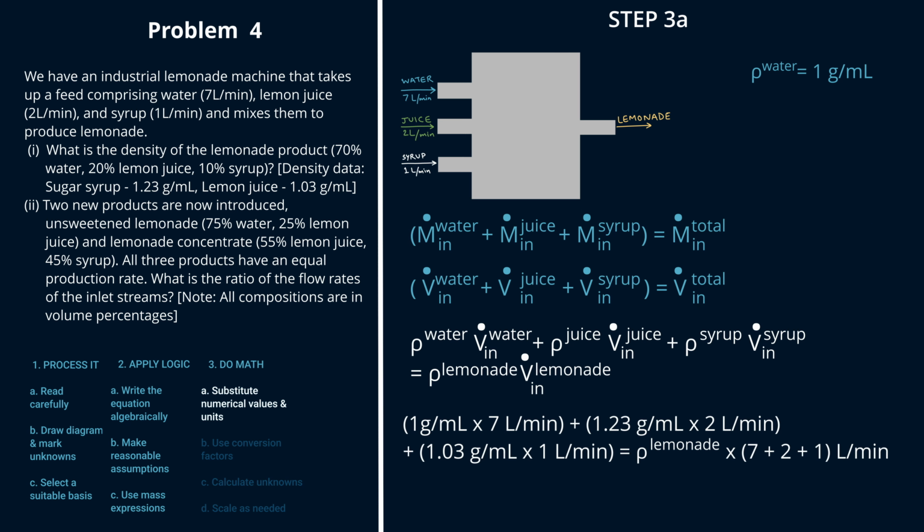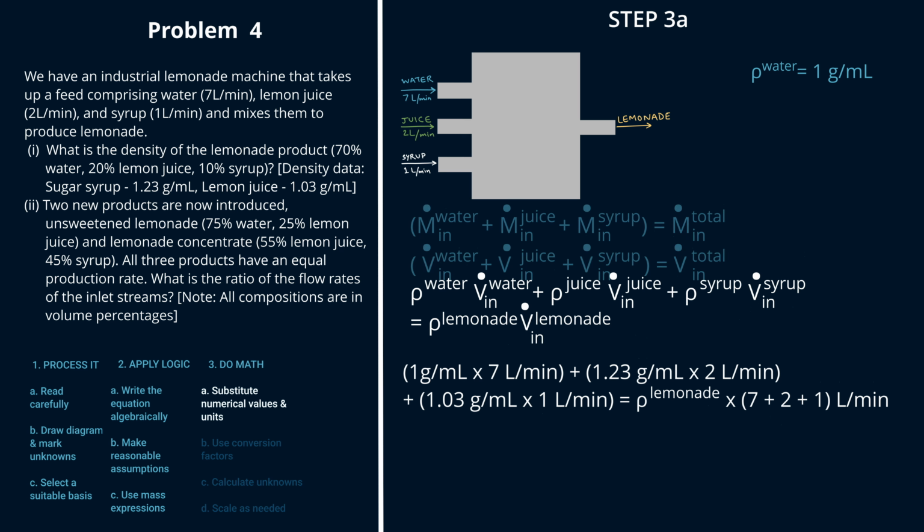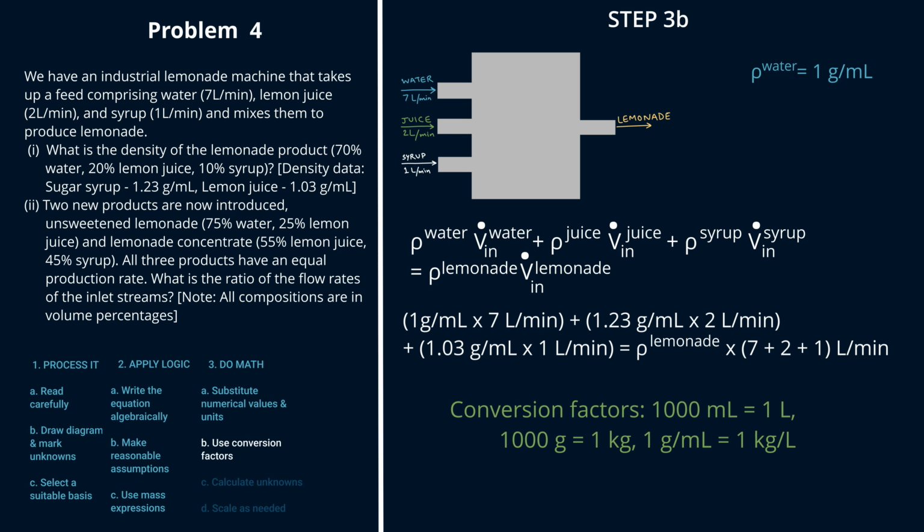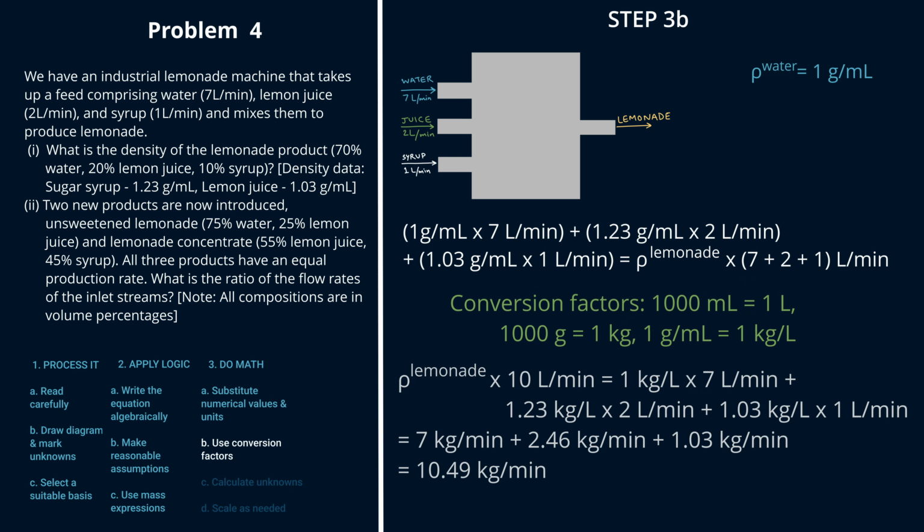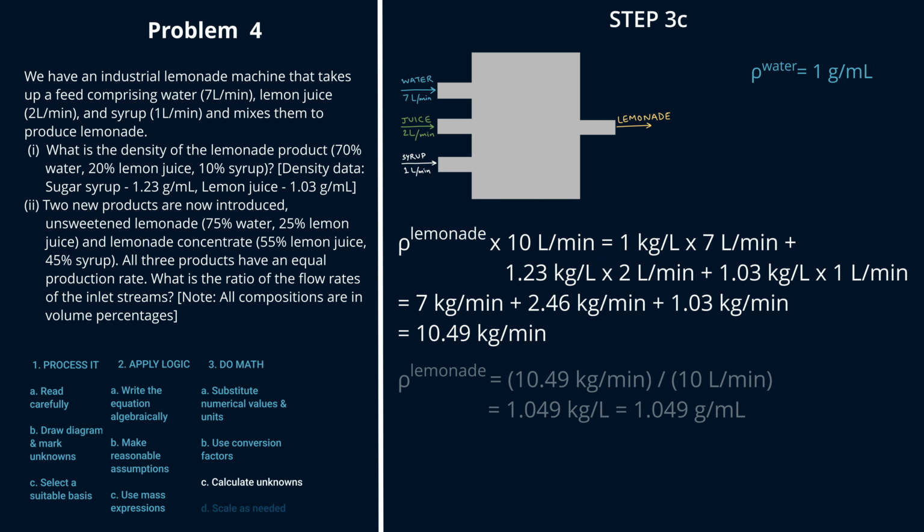Now we can substitute the numerical values with units and apply the necessary conversion factors and solve to get the density of lemonade.